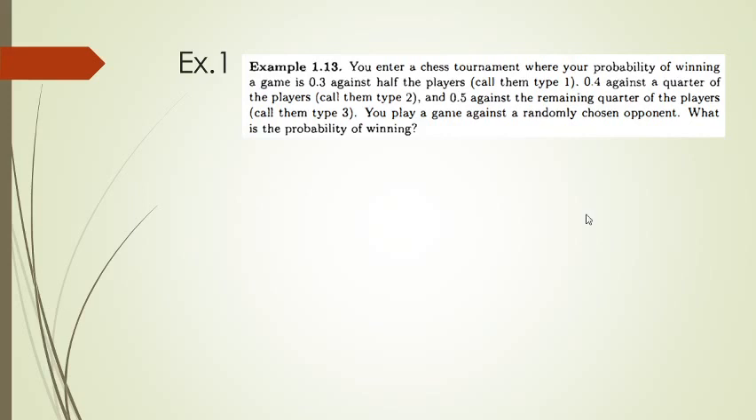So let's check example 1. You enter a chess tournament where your probability of winning depends on the type of player; we call them type 1, type 2, and type 3. For type 1, you have probability 0.3 of winning against the player, 0.4 against a quarter of the type 2 players, and 0.5 against the remaining type 3 players. So you play a game against a randomly chosen opponent. What is the probability of winning?